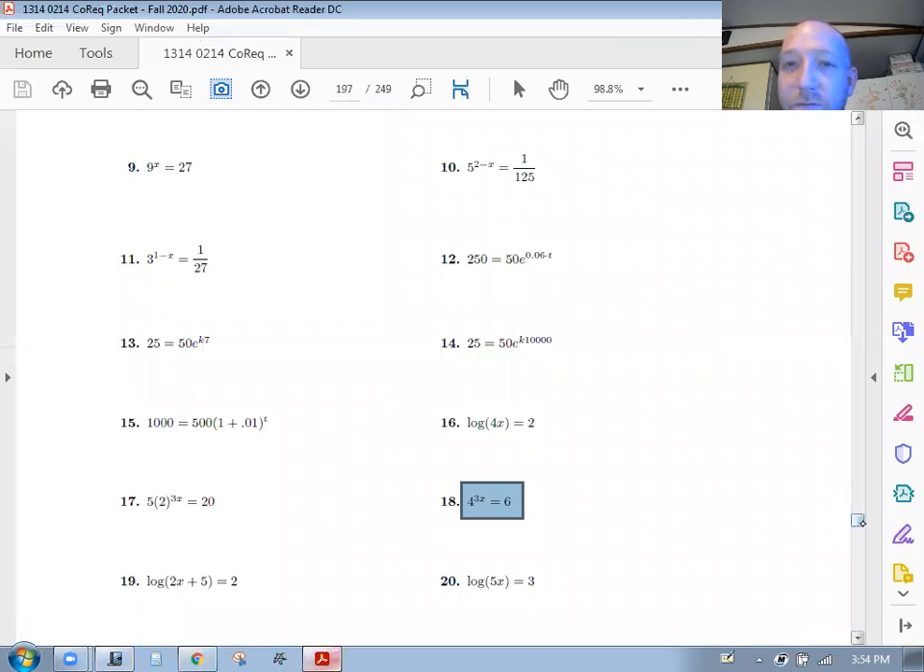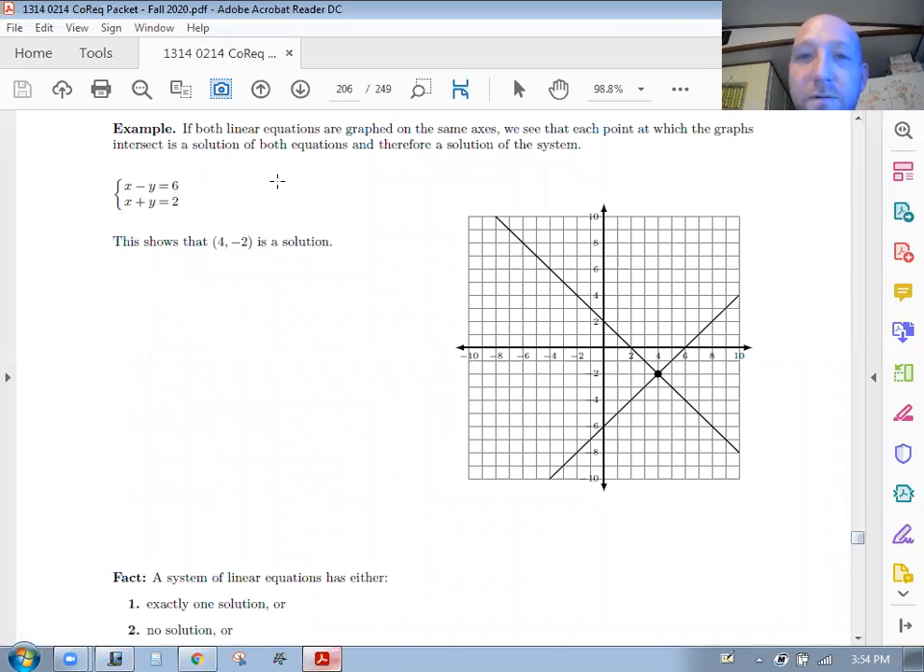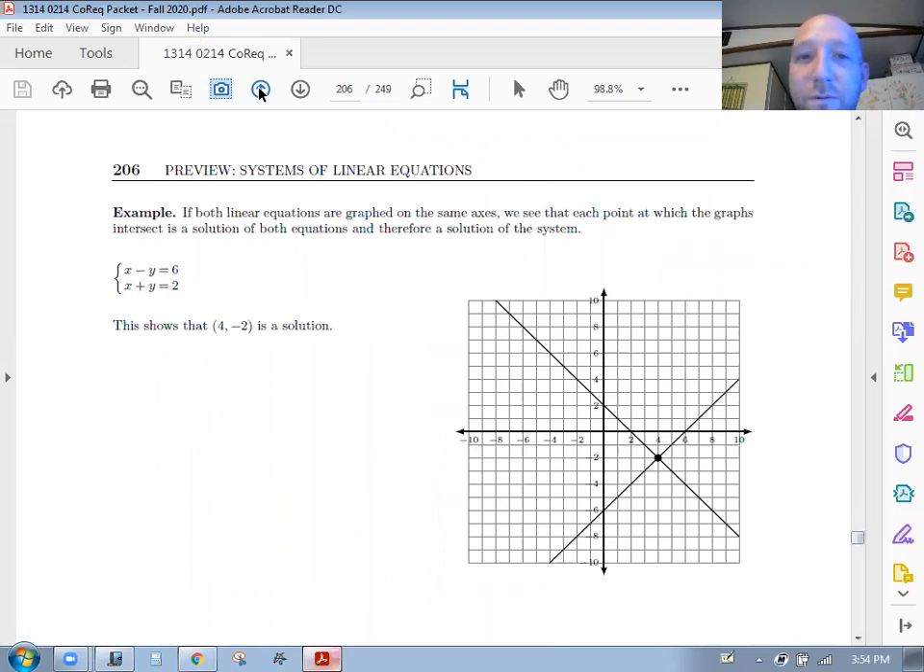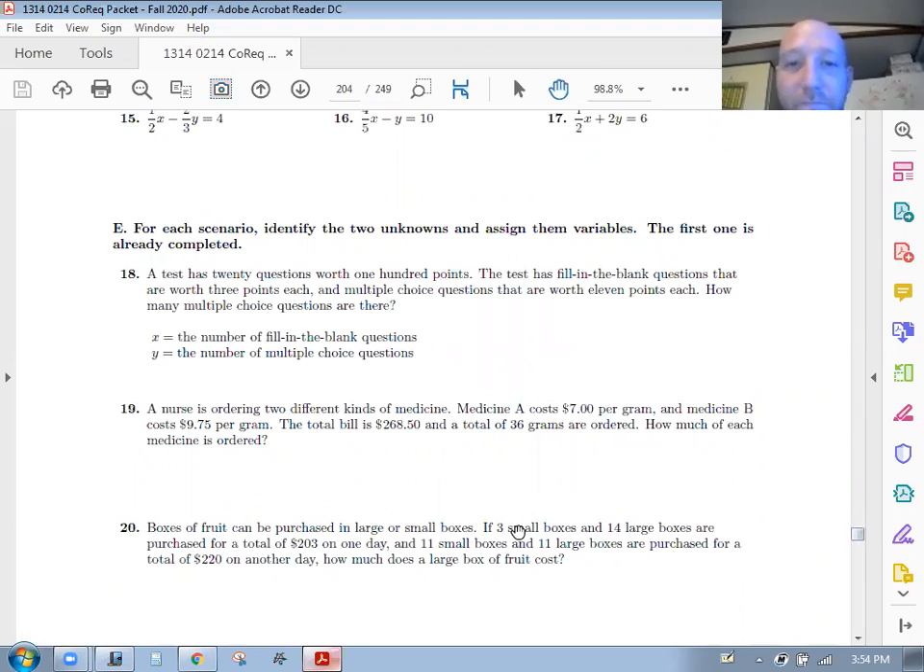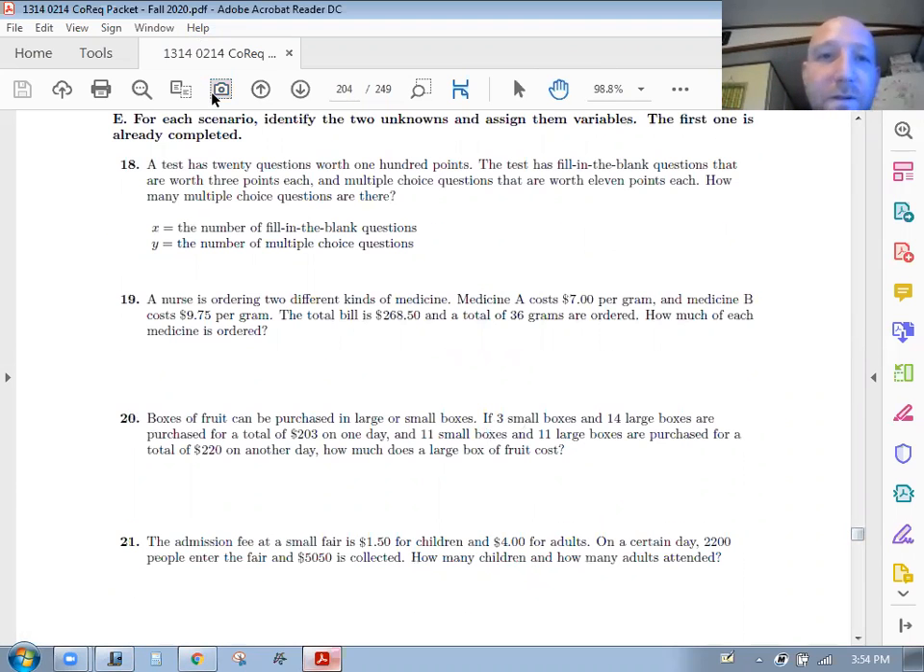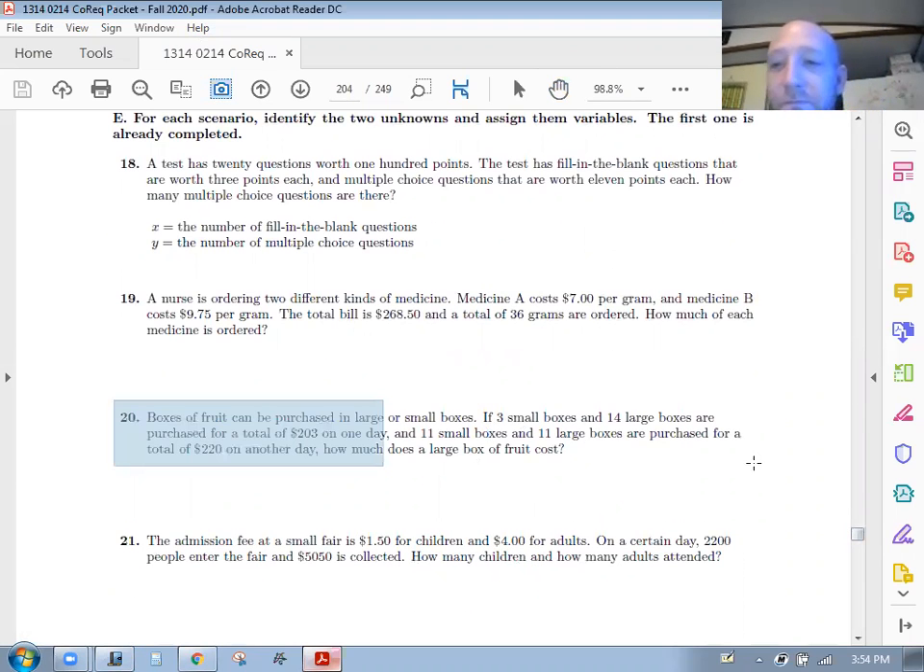Let's see. Okay, what page are we on? 204 maybe? Yeah. We're on number 20 here.